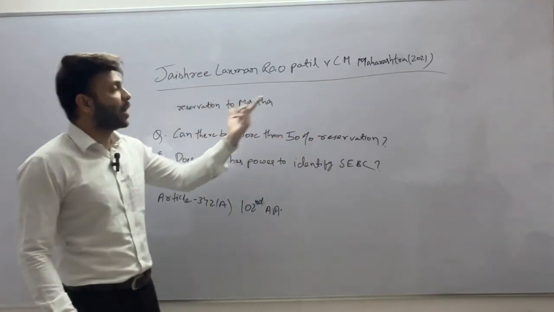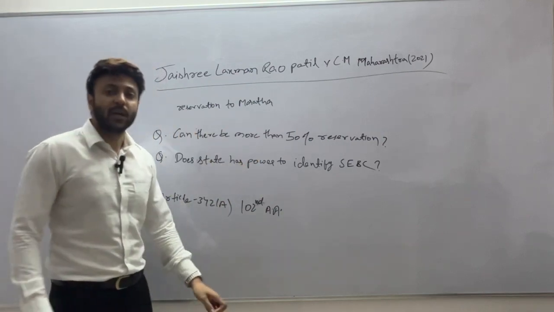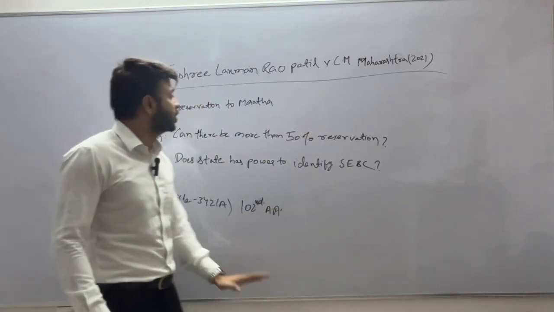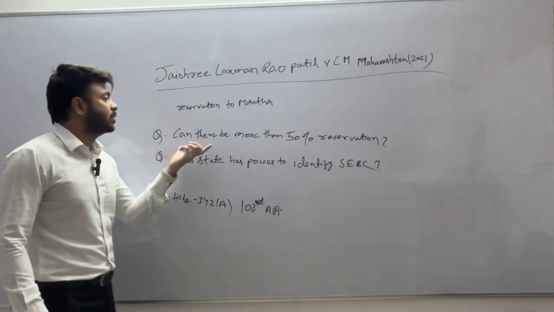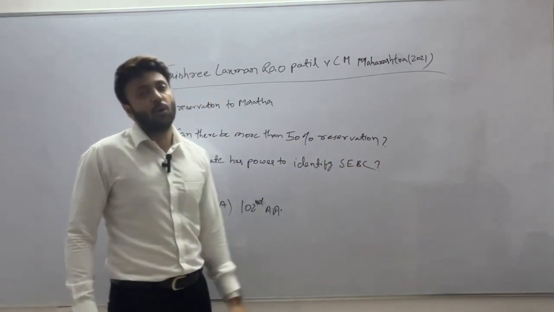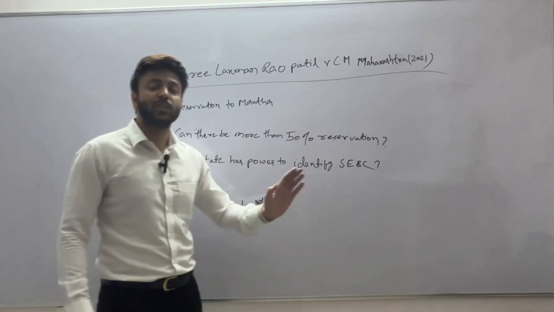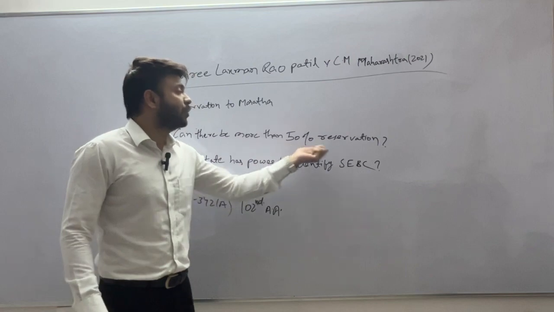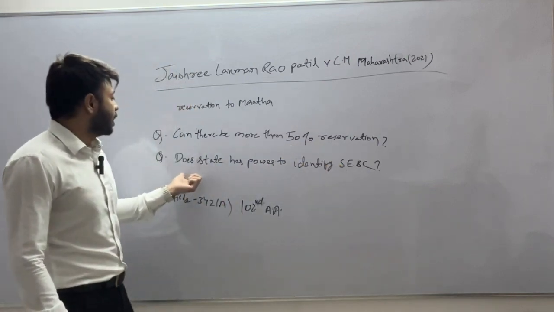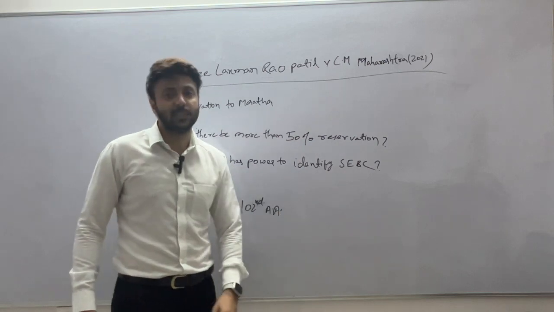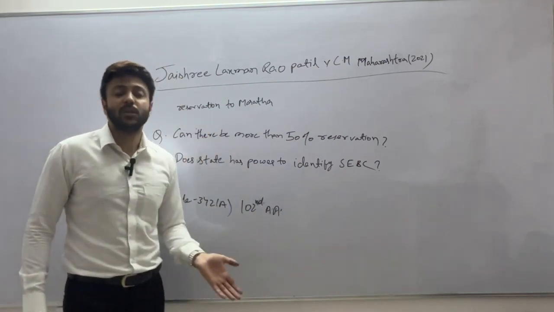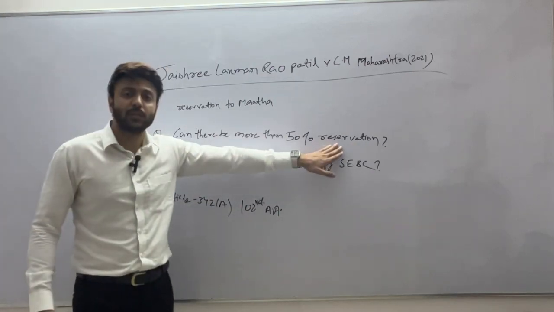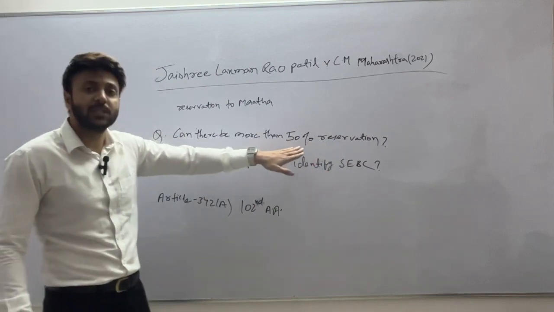In 2021, the Maharashtra government decided to give reservation to the Maratha community. In Jayshree Lakshman Rao Patil versus CM of Maharashtra, this reservation was challenged. Now the issue which arises is, can there be more than 50% reservation? Already the state of Maharashtra had given reservation to various socially and educationally backward classes. Now by introducing reservation to Maratha, this 50% ceiling was being breached. And the second issue was whether the state has power to identify SEBC. So the court held that there is no reason to give reservation to Maratha as there is already reservation. So this was held in the negative, that the 50% reservation ceiling cannot be breached.